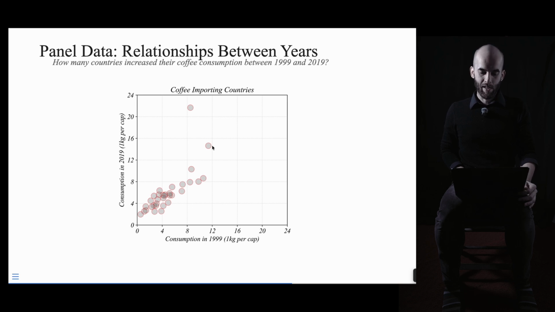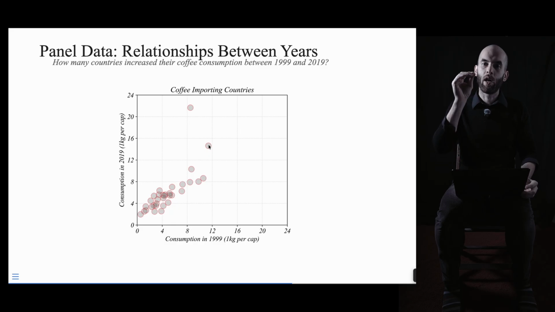So for example, this country here is consuming in 1999 just under 12 kilograms per capita. So maybe 11. And then, so we've encoded the horizontal position to represent their coffee consumption per capita in the first year. Then in the second year, or second period, 2019, I have encoded their coffee consumption per capita in that year. So the vertical axis is representing the second year. So that's, what's that, like 15 kilograms per capita?